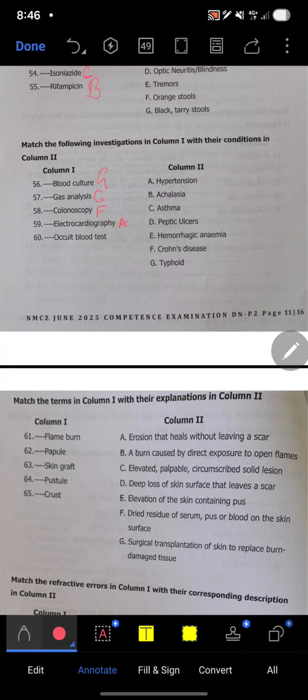And here we just try to assess the cardiac complications in the heart, of course. 60, occult blood test, the correct answer is of course E, which is hemorrhagic anemia.